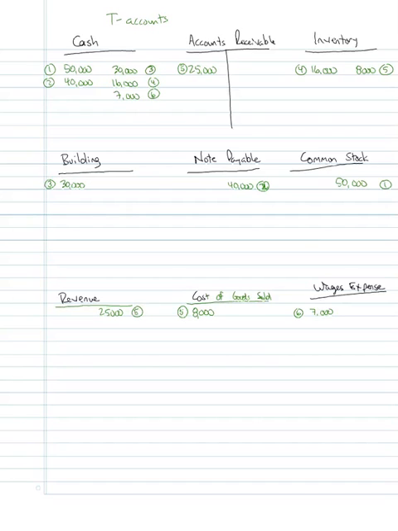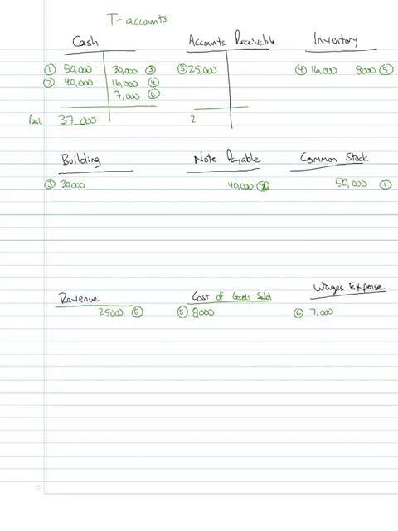Now what we will do is simply sum and total all of these. If we look at cash, we have a total of $90,000 of debits, and we have a total of $53,000 of credits, leaving us with a net balance. Our debits exceed our credits by $37,000. So that's our net balance in the cash account.